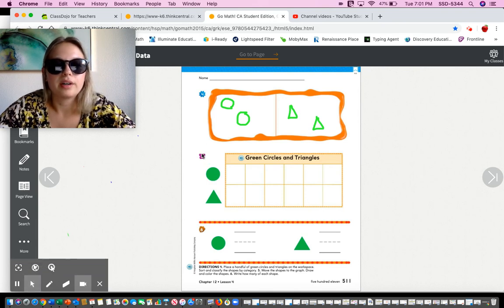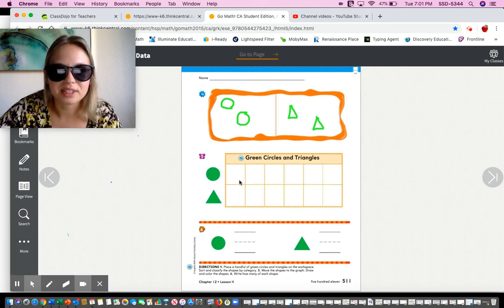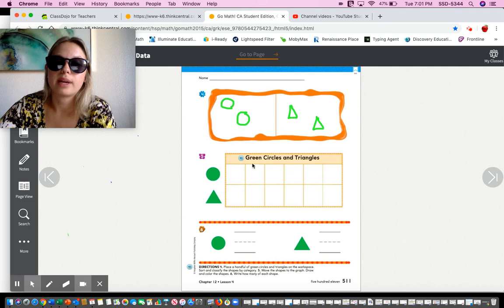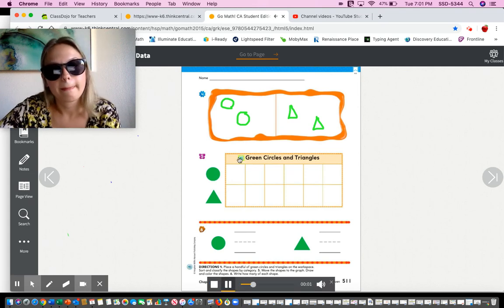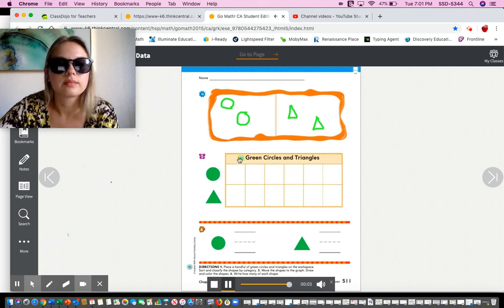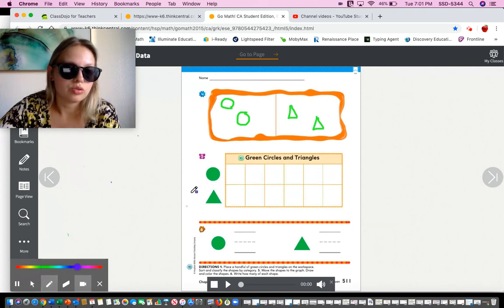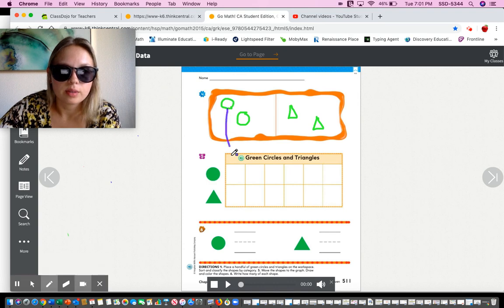If you look at purple butterfly number 5, I see a graph that looks like a 10 frame, but it's not a 10 frame. Let's count. 1, 2, 3, 4, 5, 6, 7, 8, 9, 10, 11, 12. There's 12, so it's not a 10 frame. This is a graph. The title of my graph says Green circles and triangles. I know I'm going to put circles on the top because this circle tells me so. And I'm going to put my triangles on the bottom because this triangle tells me so. So I'm going to drag them and move them. So this one goes down here.